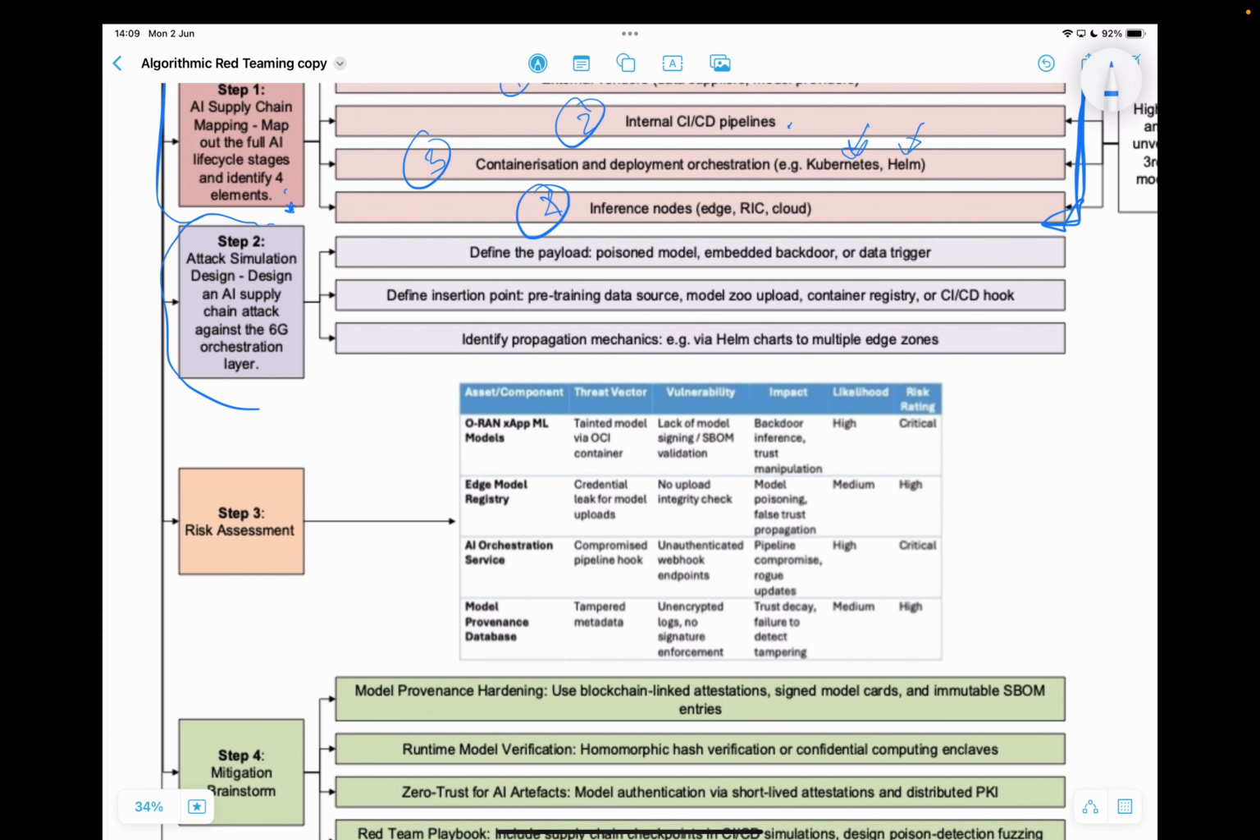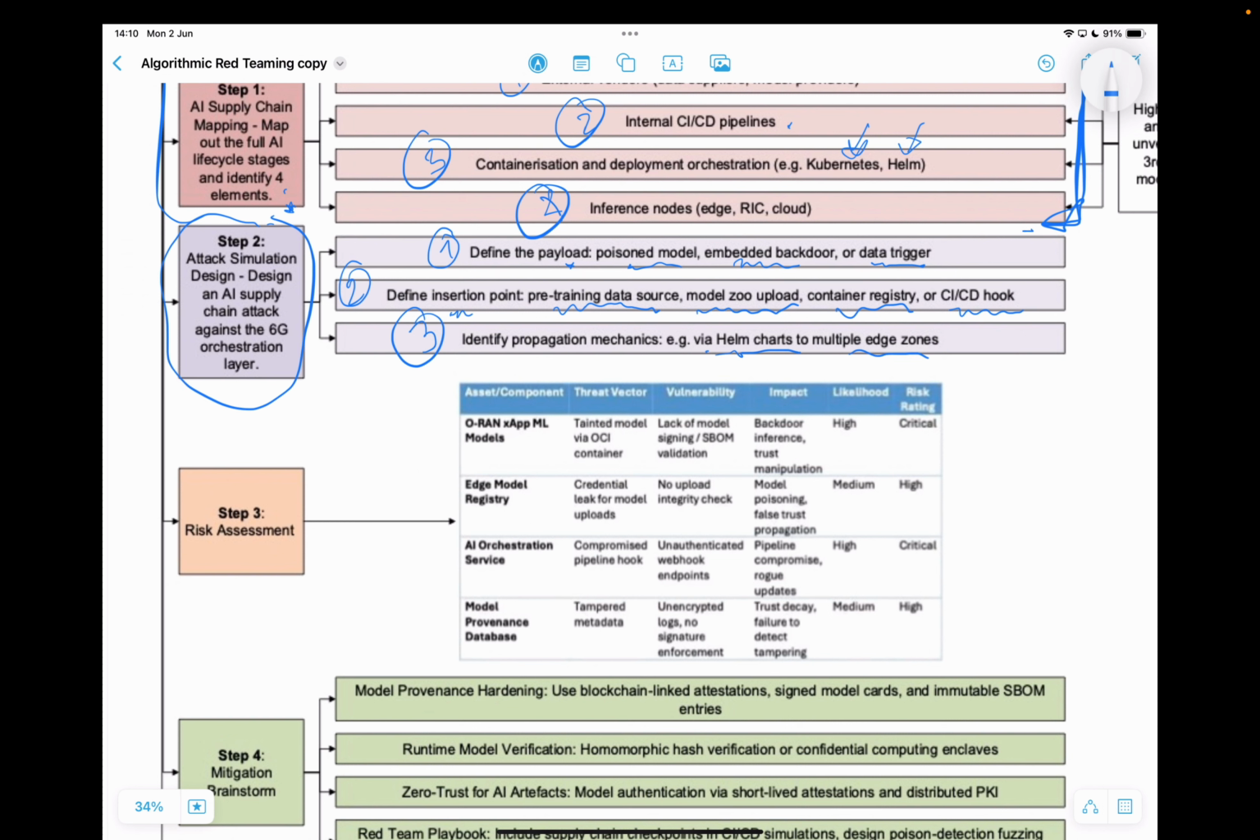Step number 2, we need to perform attack simulation design. So we need to design an AI supply chain attack against the 6G orchestration layer. So how do we do that? 3 steps. First, we need to define the payload. So is it going to be a poisoned model, embedded backdoor, or data trigger? Then we need to define the insertion point. It's going to be the pre-training data source, the model zoo upload, the container registry, or the CI/CD hook. And third step is we need to identify propagation mechanisms, for example, with the Helm charts to multiple edge zones.